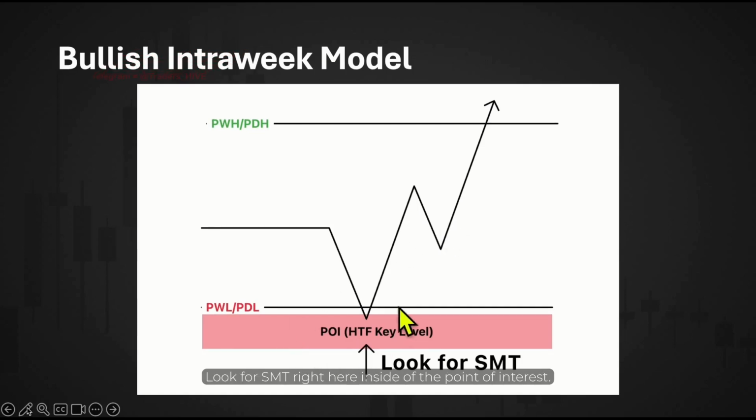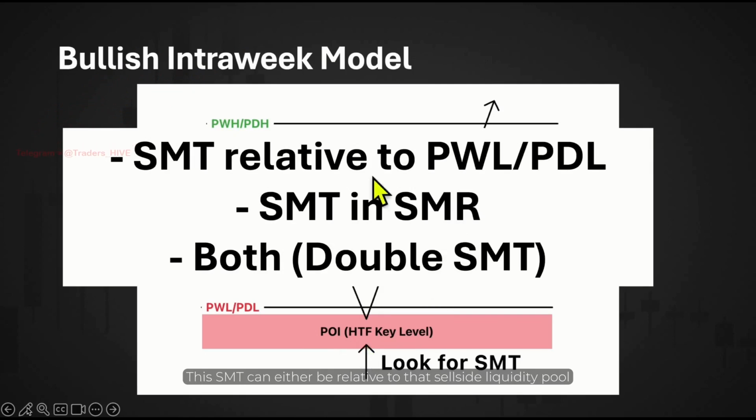Look for SMT right here inside of the point of interest. This SMT can either be relative to that sell-side liquidity pool, to that previous week's low or that previous day low, or it can be SMT inside the smart money reversal. That SMT inside the smart money reversal would be, for example, just an SMT right here on the absolute lows. And next, what you would be paying attention to is when both apply.